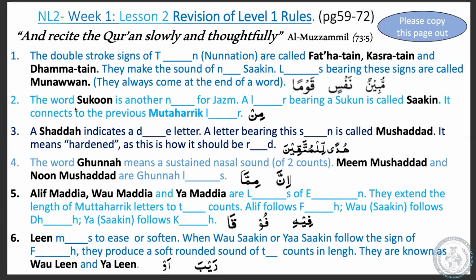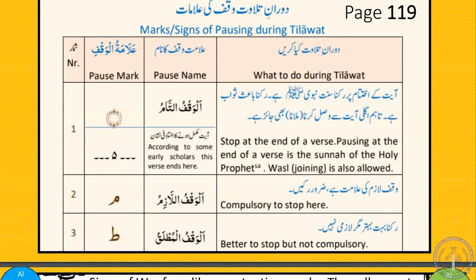The word sukoon is another name for jazm. A letter bearing a sukoon is called sakin. It connects to the previous mutaharrik letter. Okay, jazakumullah to Mrs. Shakil.